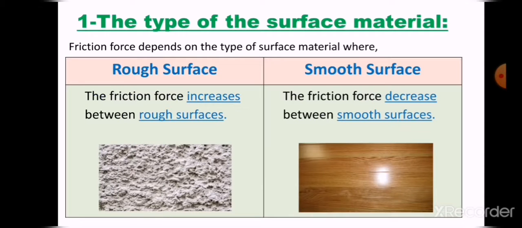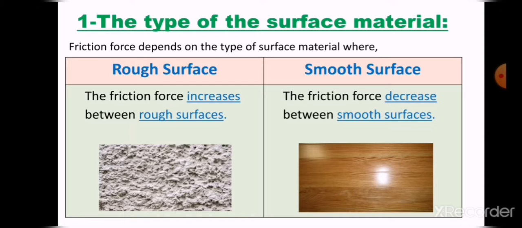Let's start with factor number one that affects the friction force: the type of the surface material. The friction force depends on the type of surface material. Why? Because on the rough surface, the friction force increases. But on the smooth surface, the friction force decreases.